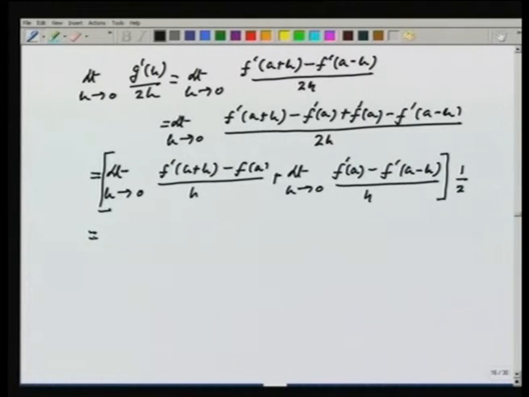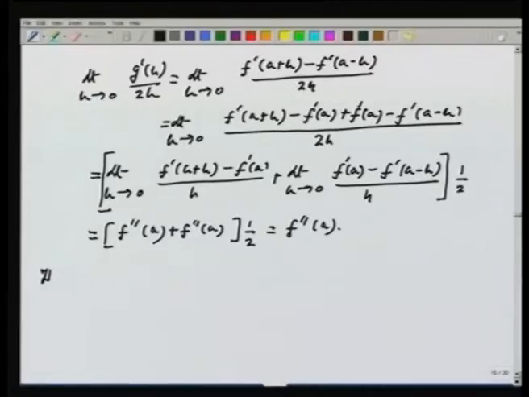Now, look at the two individual limits inside. The first limit is certainly f double prime a, but so is the second one. So, this is also f double prime a, and then I have a half outside, that is f double prime a. This proves our lemma.